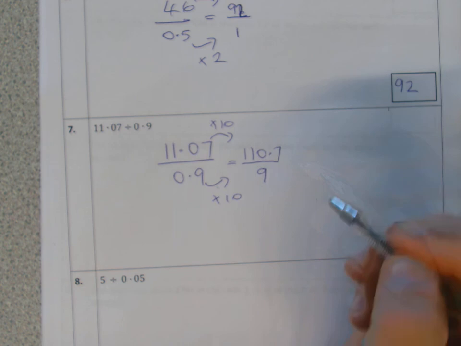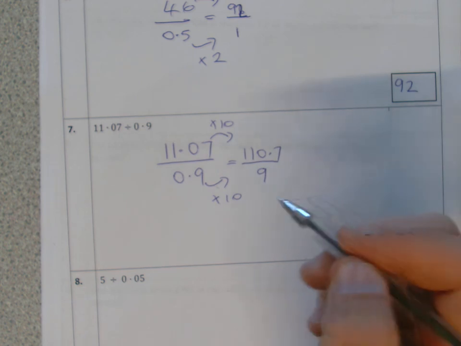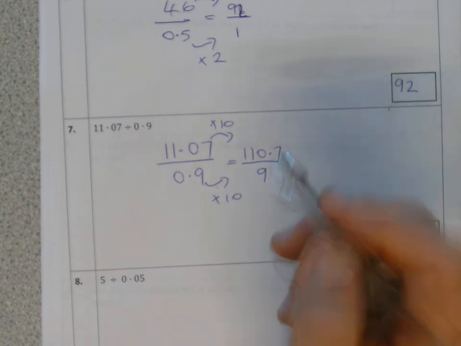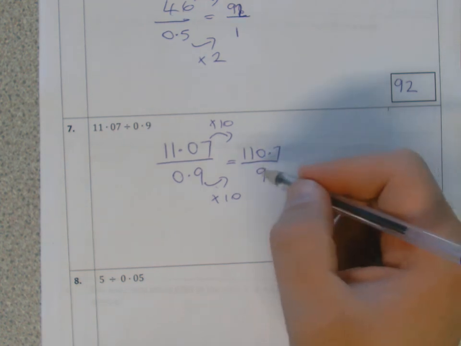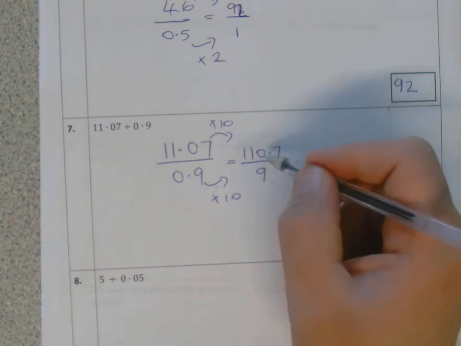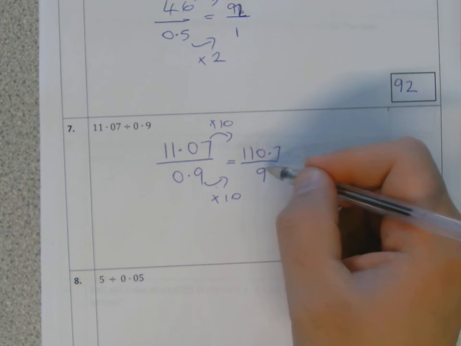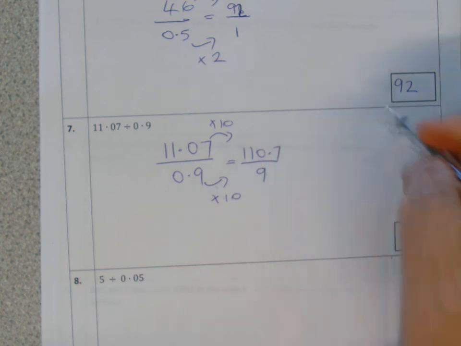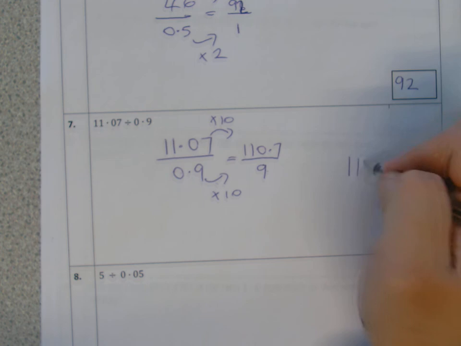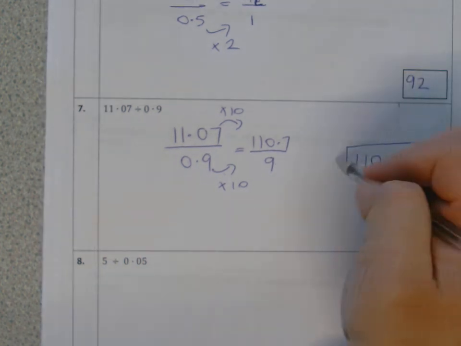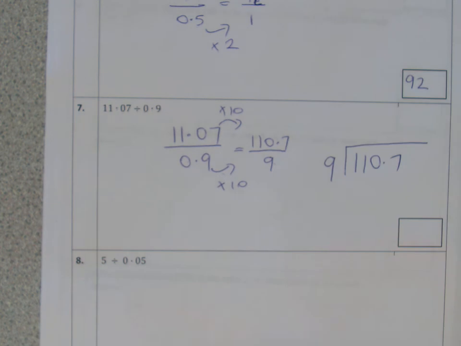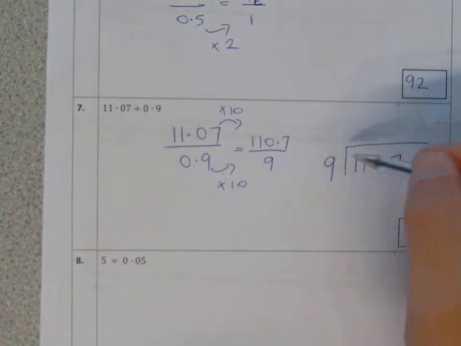Now you're left with this, and you might be thinking, that doesn't help me. But actually it does help, because now we've got it to a situation where even though there's a decimal on the top, we're dividing by a whole number. And when you divide by a whole number, it's really easy. Let's divide by a whole number. We can use the bus stop method. You can always divide by a whole number using the bus stop method, even though this is a decimal here.